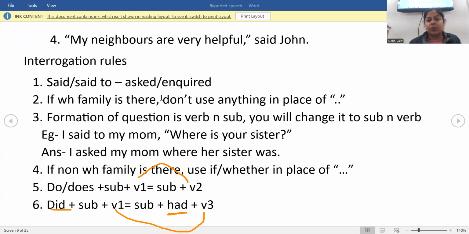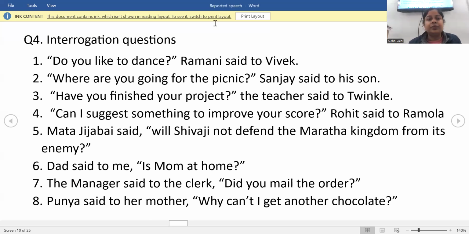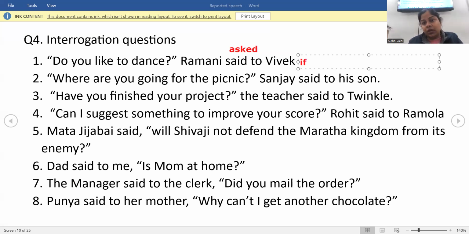I'm just giving certain examples. For example, "Do you like to dance?" Ramani said to Vivek. So here, said to will change to asked. Ramani asked Vivek if you, who is you here? You have to pay attention to what is given. Who is speaking to whom? Here, Ramani is speaking to Vivek. So you is always the listener, Vivek. So if he, do like, do plus V1 changes to V2. Liked. If he liked to dance, and then full stop.